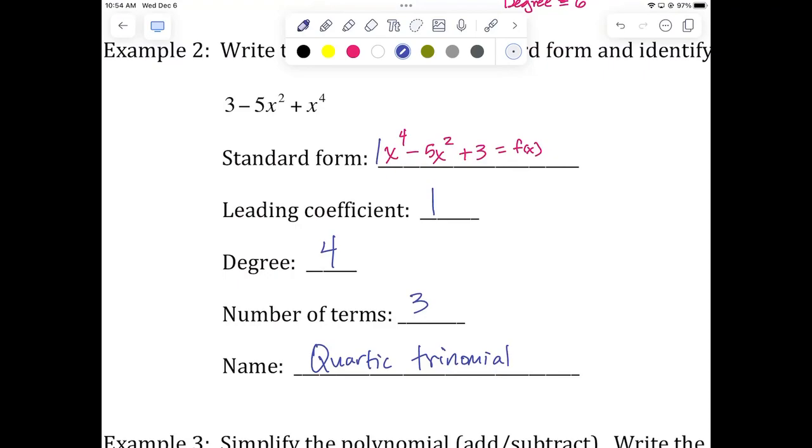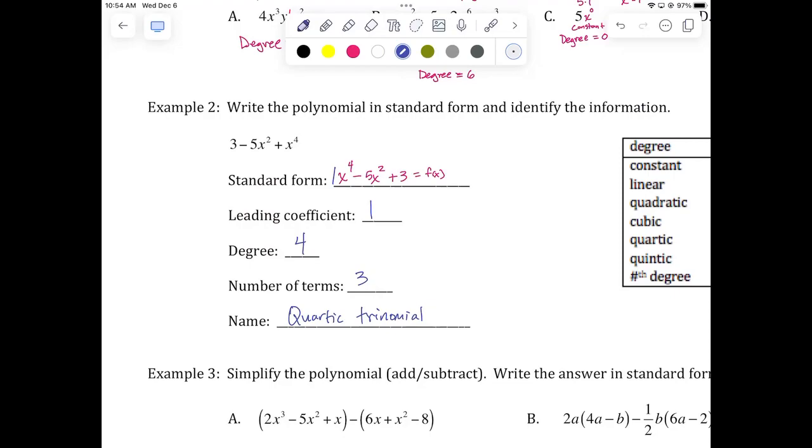Could you call it a trinomial quartic? Would that work too? I probably wouldn't, but that sounds funny, right? A trinomial quartic. So a quartic trinomial sounds better, because a trinomial is a noun and a quartic is an adjective. Was that hard? No, that was not hard at all. That could have been a test question yesterday, but it wasn't.